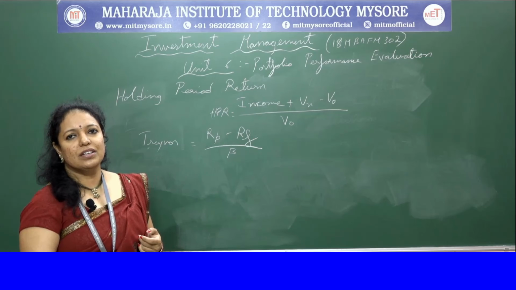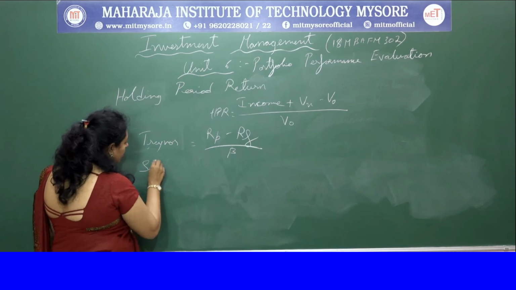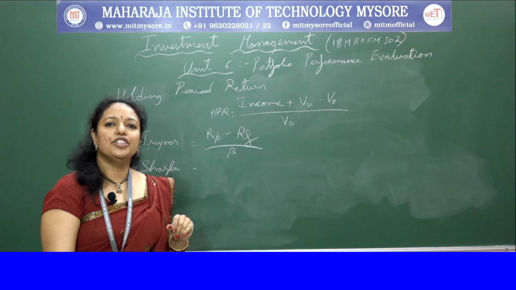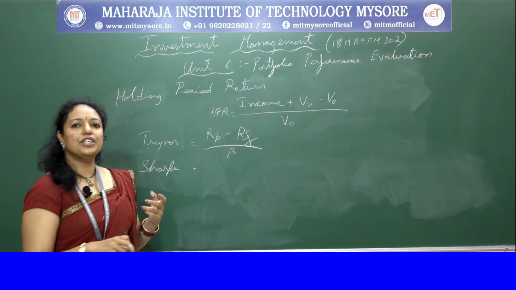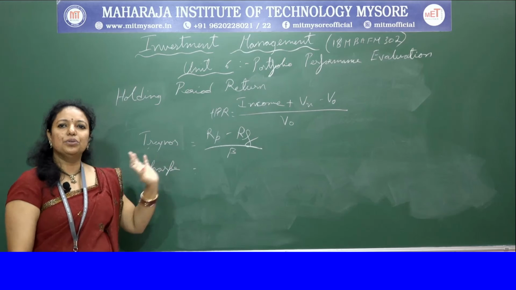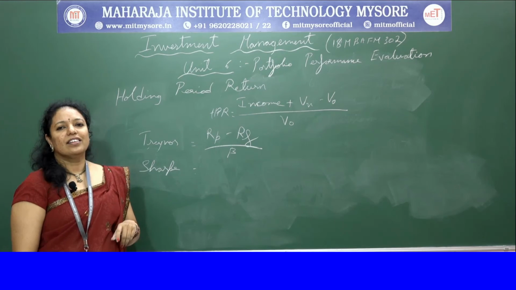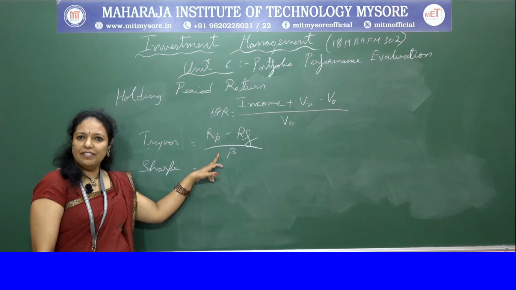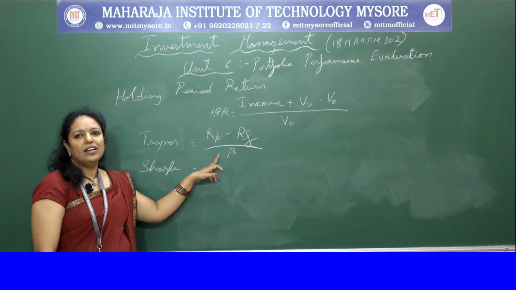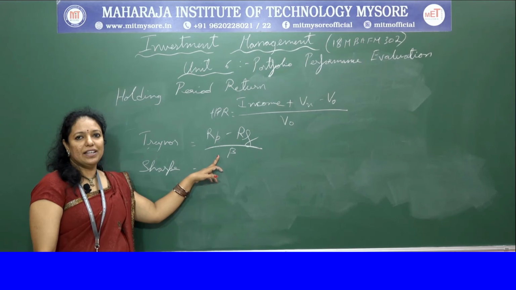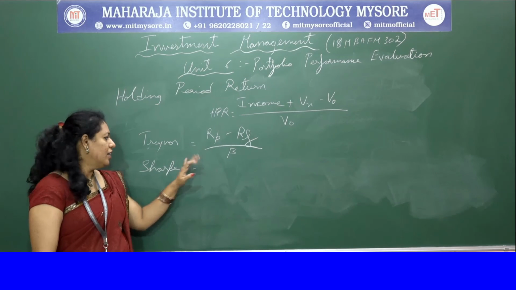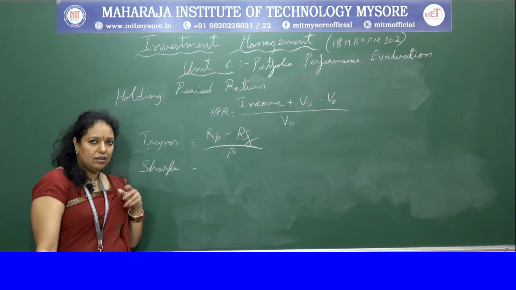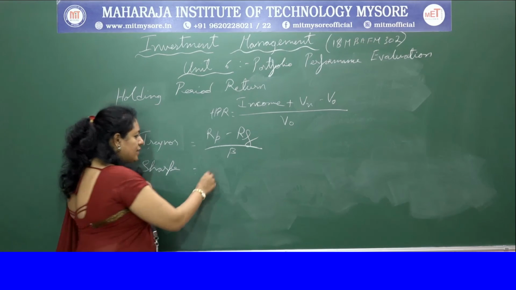Next is Sharpe's measure. In Sharpe's measure, the ratio is quite similar to Treynor's measure, except for one thing: the risk is measured in terms of standard deviation and not in the form of beta. Beta represents only systematic risk. This has to represent systematic and unsystematic risk. That's the reason we use standard deviation.